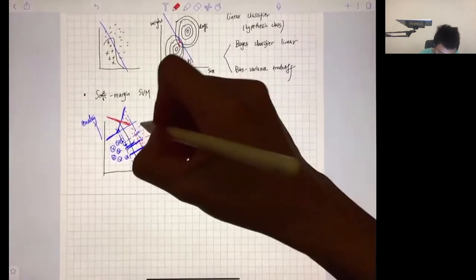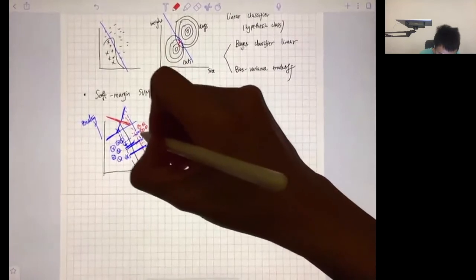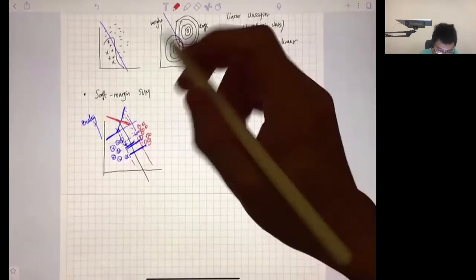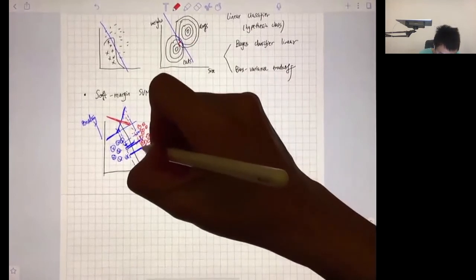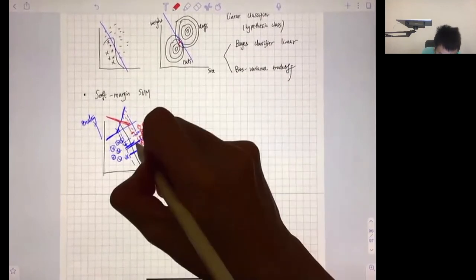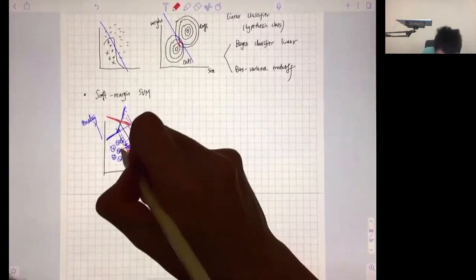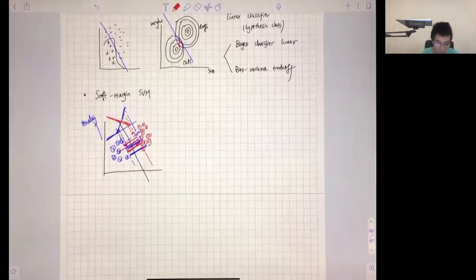Okay, so all the samples here are good, you are good. And the samples on the margin, you are also good. But as long as you intrude the margin, you have a penalty proportional to how much you intrude the margin, and you sum them together, okay? So this is the basic idea of the soft margin.